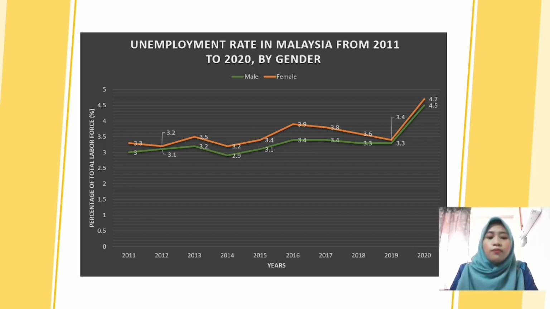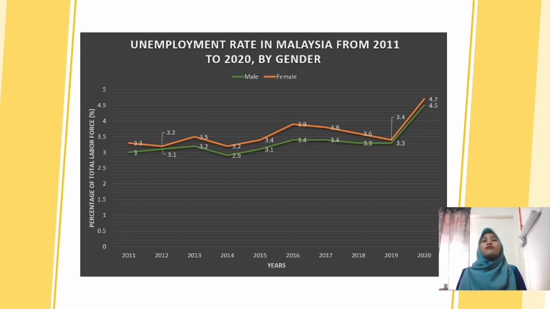Even so, the unemployment rate for male remained constant at 3.3% in 2019. In the same year, the unemployment rate for female decreased significantly to 3.4%. Still, in 2020, the unemployment rate for both genders rocketed suddenly, as the male rate rose to 4.5%, while for female it increased to 4.7%. This shows that our economy might be unstable in these years, as most of the people are unable to get a job offer from the industry.